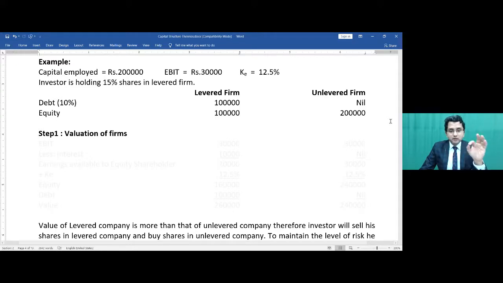NI and M&M are opposite. NI says change capital structure and see the effect on value. M&M says even if you change capital structure drastically, there will be no effect on value. There will be no effect on overall cost of capital. So to prove their approach, M&M use arbitrage process.